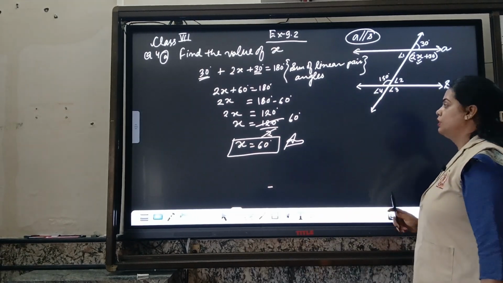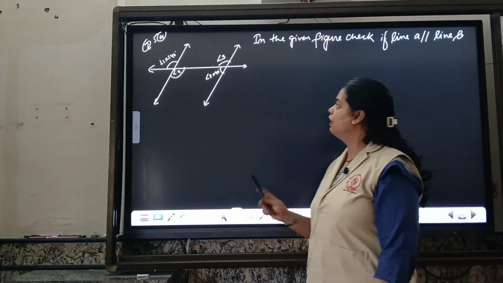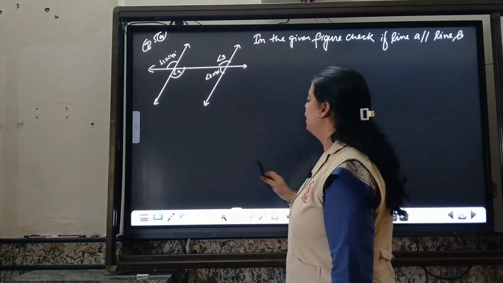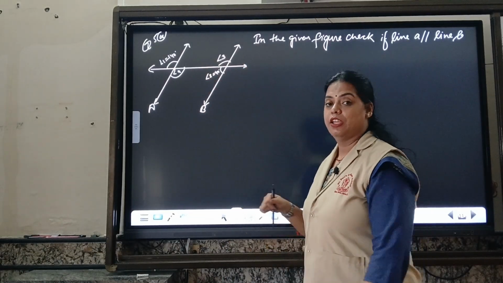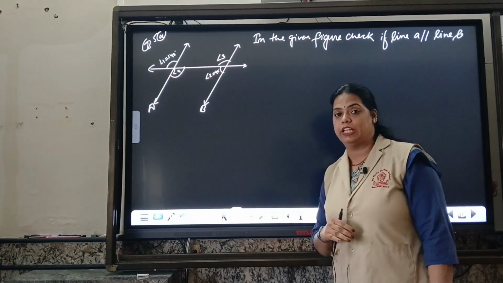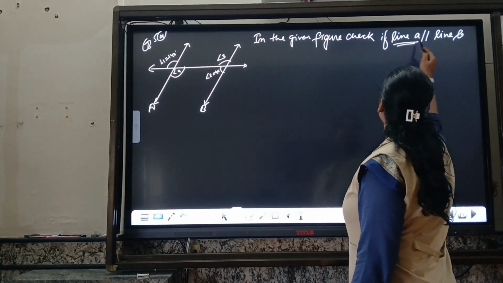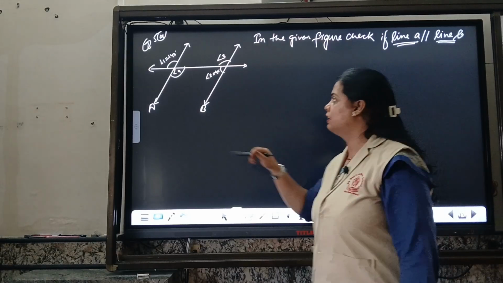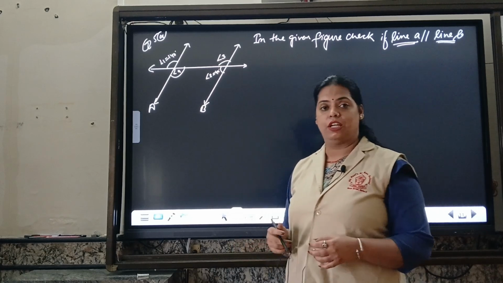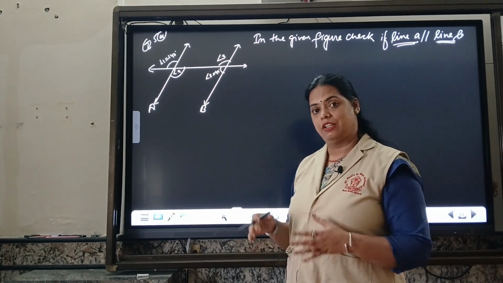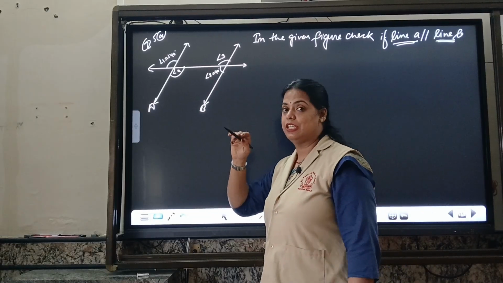Now we will go towards our next question, which is about the lines. We have to check that lines A and B are parallel. These lines should be parallel if their sum of co-interior angles is equal to 180 degree. So to prove that line A is parallel to line B, we will check their co-interior angles. What are the co-interior angles? Co-interior angles are angles that are inside the figure and on the same side of the transversal line. So they are forming a C or U.